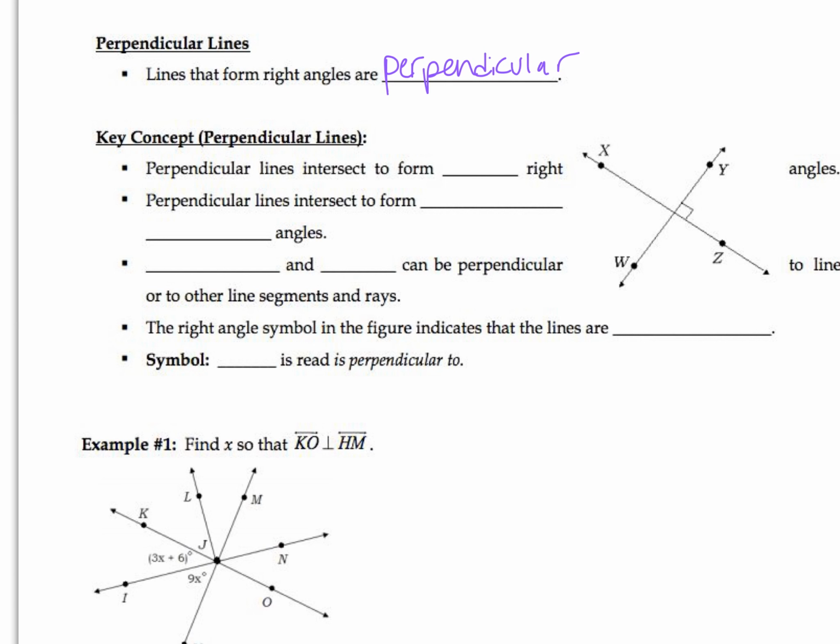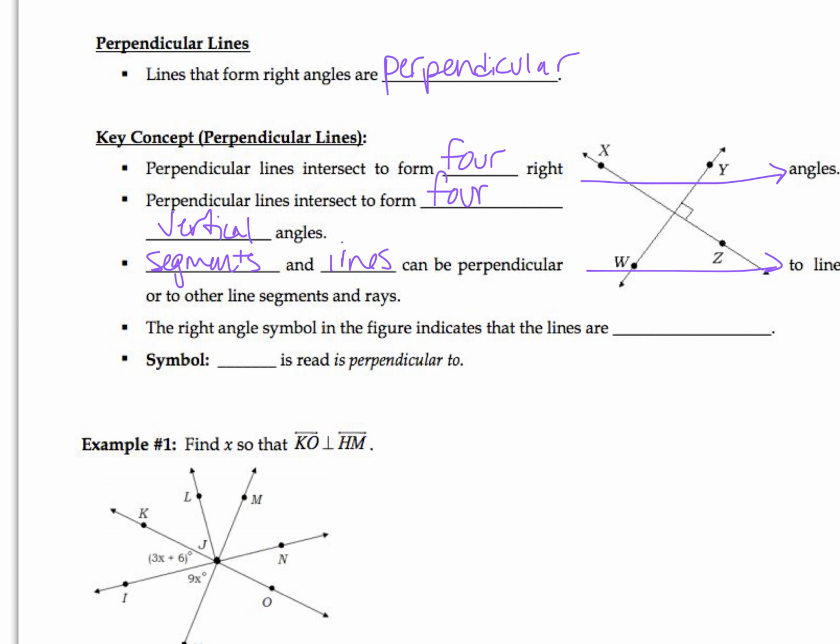All right. Perpendicular lines intersect to form 4 right angles. Perpendicular lines intersect to form 4 vertical angles as well. Segments and lines can be perpendicular, and so can rays.